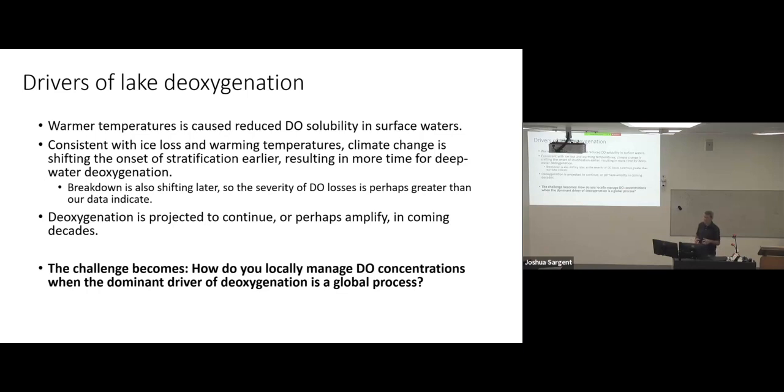From a management perspective, dissolved oxygen is critically important for nutrient cycling, for aquatic habitat, for organisms, et cetera. And the question becomes, how do we locally manage DO concentrations when the dominant driver of deoxygenation is a global process, right? Remember I said it's not due to changes on the net of changes in productivity, for example. Now it will be, and when we see, for example, increases in productivity in places, that'll amplify these problems. But this becomes a challenge for water resource managers. And I think the answer is that this puts even more emphasis on the need for proactive management to reduce nutrient inputs, to reduce organic matter loading, et cetera.